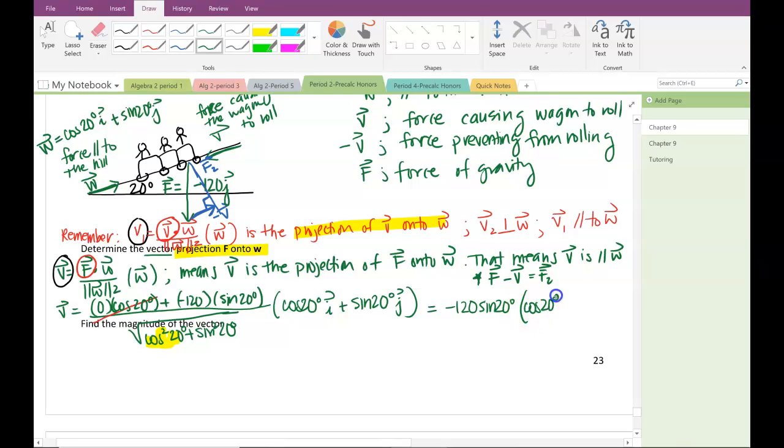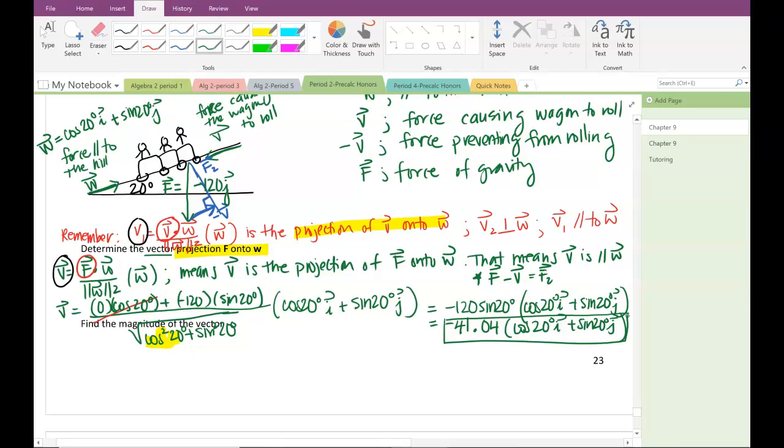So I'm going to copy that down. Okay, I'm going to use my calculator and punch in negative 120 times sine of 20 degrees. Make sure your calculator is in degree mode. That gives you negative 41.04, and then cosine of 20 degrees in the i direction plus sine of 20 degrees in the j direction. And guess what? That is vector V. So we can box that up. That vector right there is going to be parallel to vector W, which is the hill.